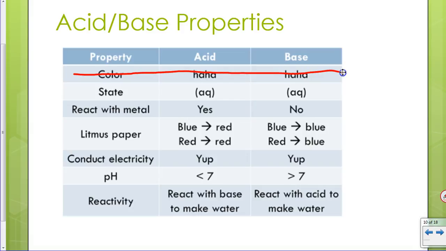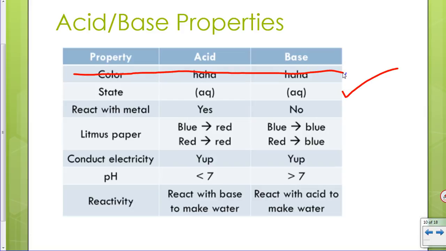Now, with states, we've already talked about this before. Both acids and bases have aqueous states. They need to have that in order to be defined as an acid or a base. Reactions with metal is a fun one, because reaction with metal actually only shows up with an acid. You don't need to understand why. Later, you'll need to know the reaction that happens. But for now, all you need to know is if the test is done where you put a piece of metal into a solution, if there is a reaction, it's an acid. If there is no reaction, it's a base.